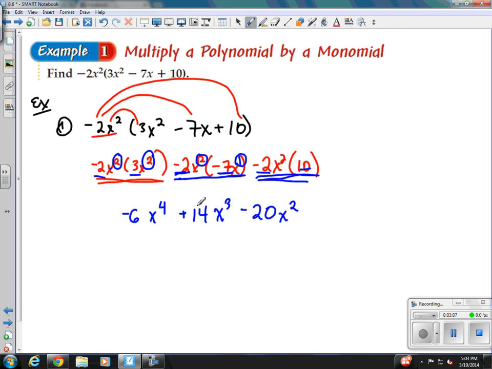Now we want to see if it can simplify. So we check for like terms. This is x to the 4th, x to the 3rd, x to the 2nd. So they cannot simplify. And that's as far as we can go. That's our answer.